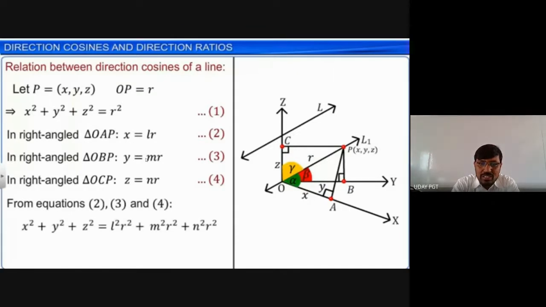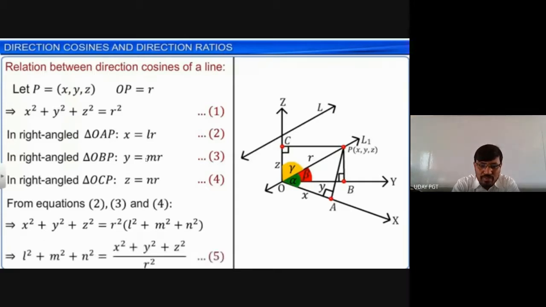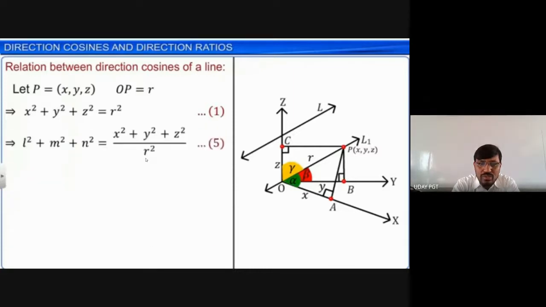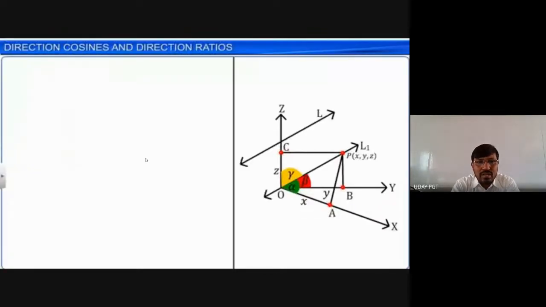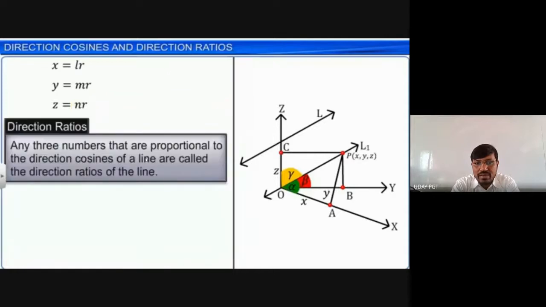So with three equations, and we have x square plus y square plus z square is equal to r square. When you substitute, we get l square plus m square plus n square is equal to 1. That is, the sum of the squares of the direction cosines of a given line is equal to 1. So these are called the direction cosines of a line, where x is equal to lr, y is equal to mr, and z is equal to nr.